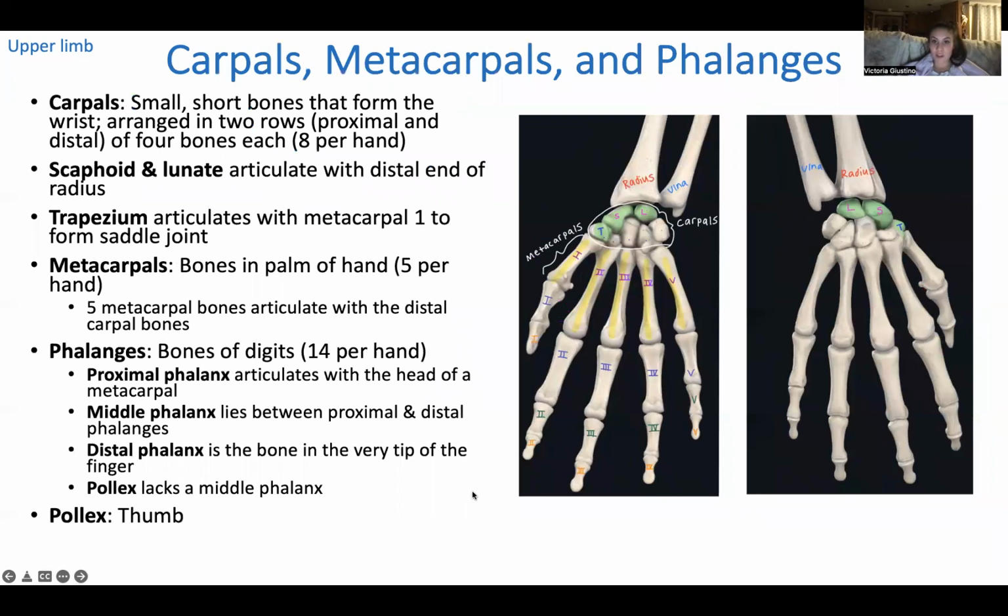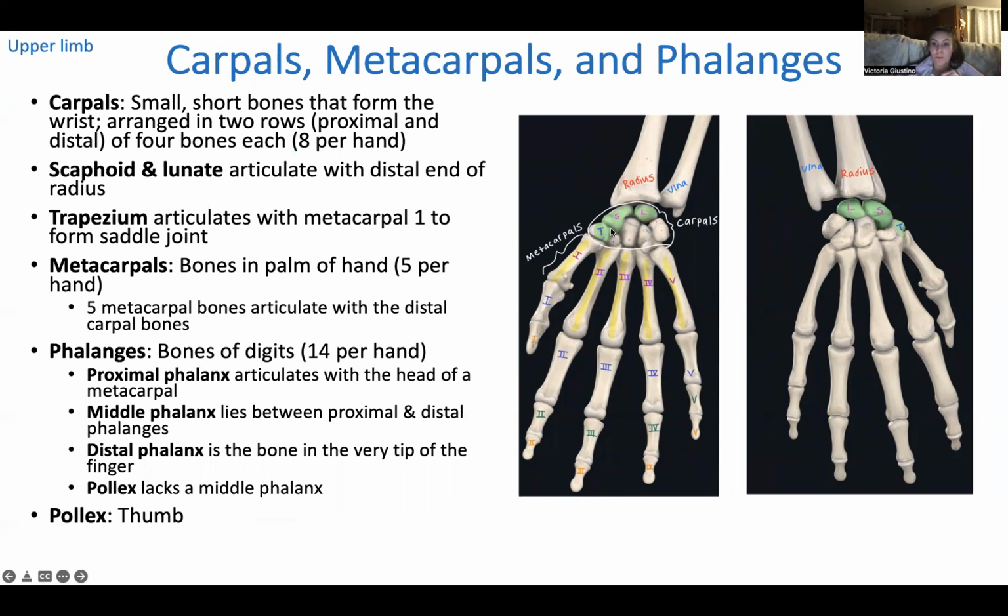Now moving on to those carpals, metacarpals, and phalanges. So your carpals, you have 8 carpal bones, and those are just forming your wrist. So you have a proximal row and a distal row. You only need to know 3. So your scaphoid and lunate are in the proximal row, and those are just articulating with your radius to form the radiocarpal joint, the wrist joint.